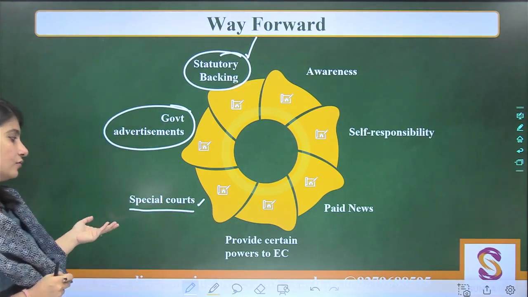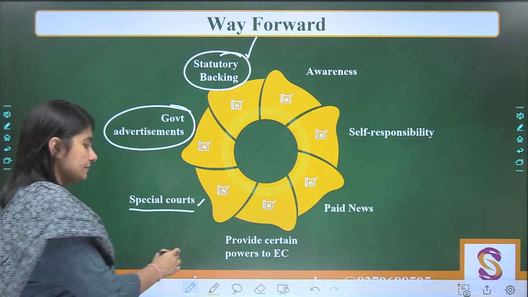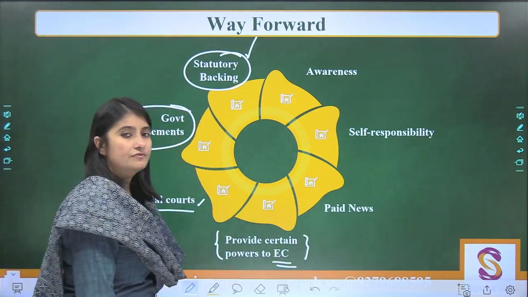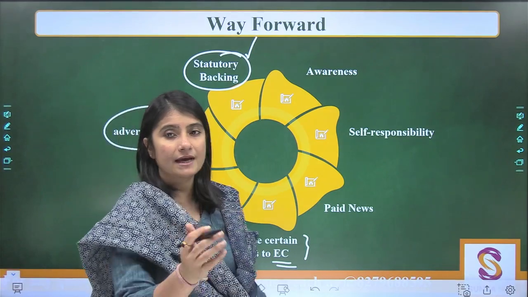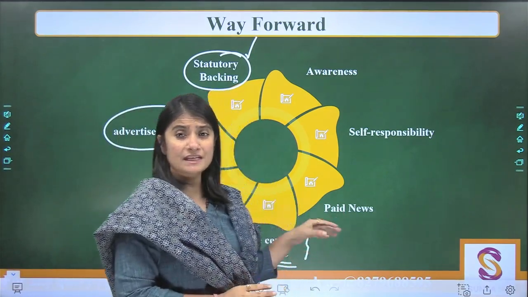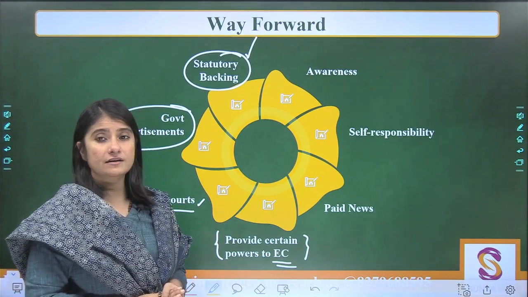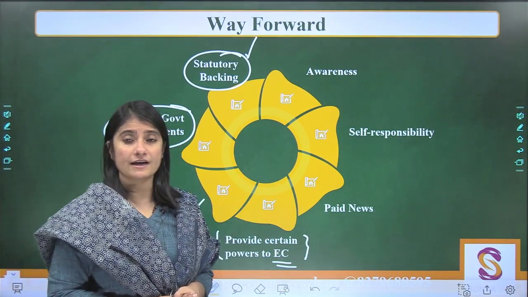So yes, special courts is a very welcome measure. Now when we talk about the ECI, Election Commission of India, like CBI has been called a toothless tiger, similarly ECI can also be called a toothless tiger. The Election Commission of India does not have many actual powers.